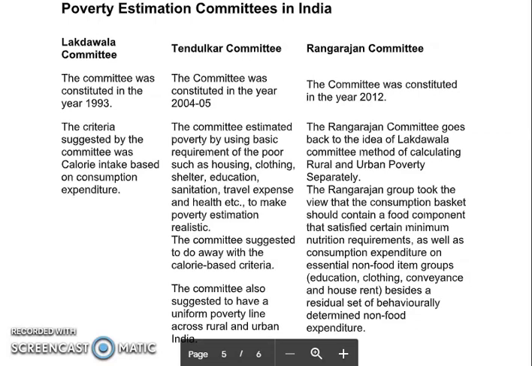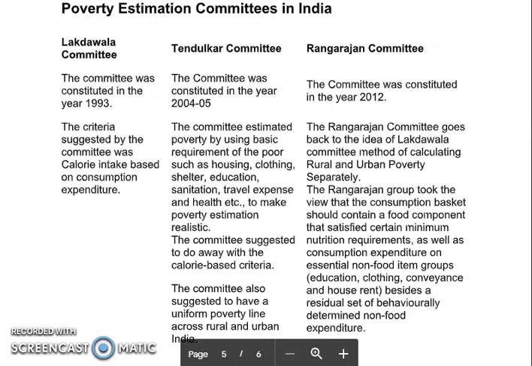Today we discuss the poverty estimation committees in India. There are three important committees: Lakdawala Committee, Tendulkar Committee and Rangarajan Committee. Lakdawala Committee was constituted in the year 1993. Then Tendulkar Committee was constituted in the year 2004-5. Rangarajan Committee was constituted in the year 2012. Rangarajan Committee was the latest committee to estimate poverty in India.